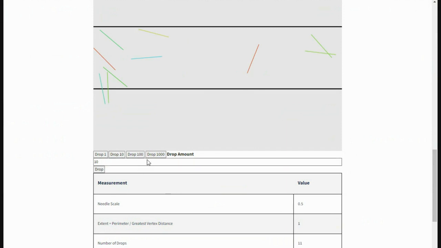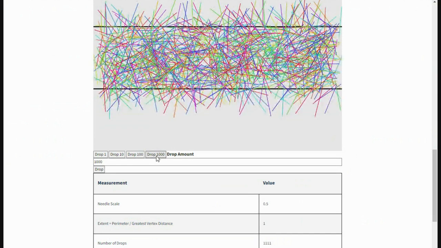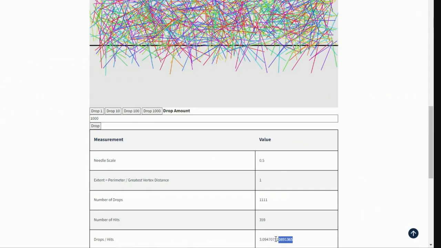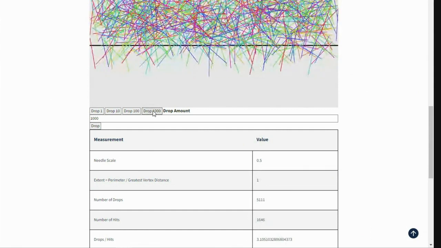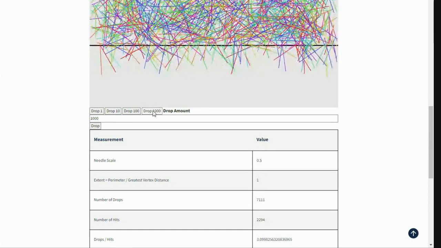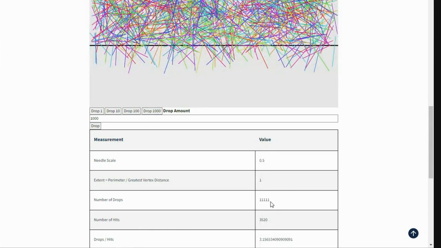And it keeps the running total down here. I can drop 100 at a time. I can drop 1,000 at a time. And it's keeping the number right down here at the bottom of the screen: the number of drops divided by the number of hits. And it's at 3.09. If I just keep dropping 1,000, 3.10, 3.13, 3.10, 3.07. It's starting to get very consistent the larger the numbers get. We've dropped 11,000 needles, and 3,520 of them have landed on the line.